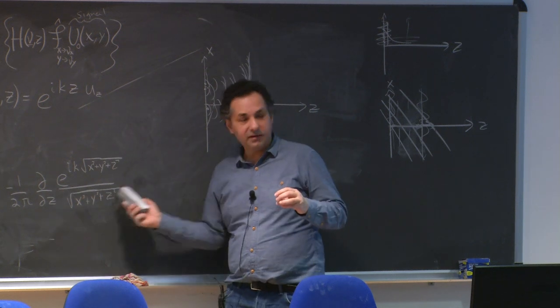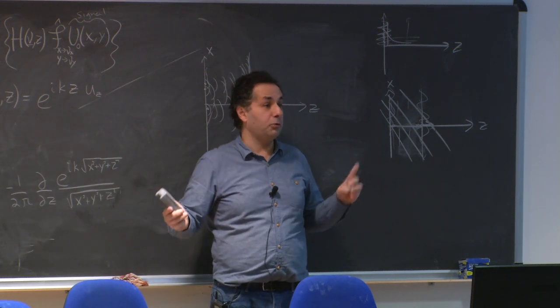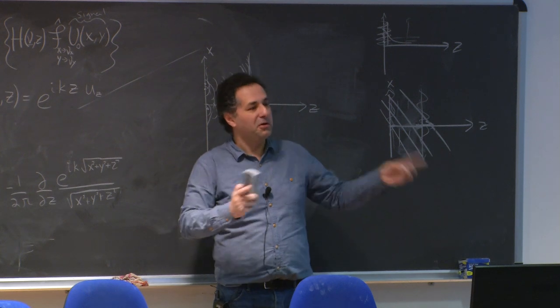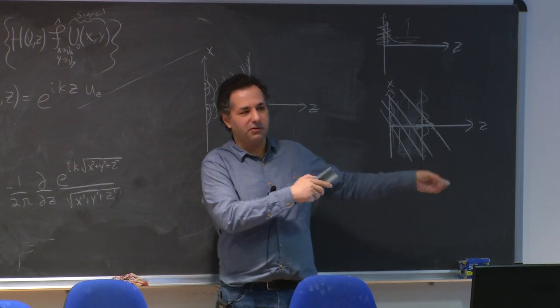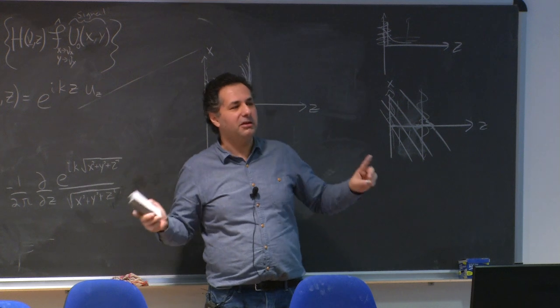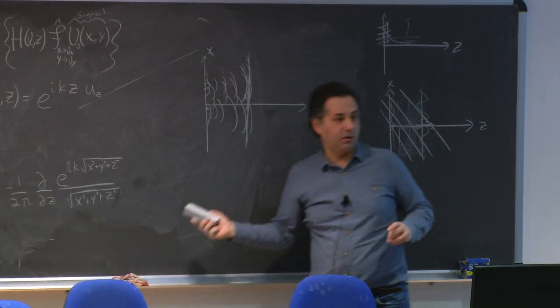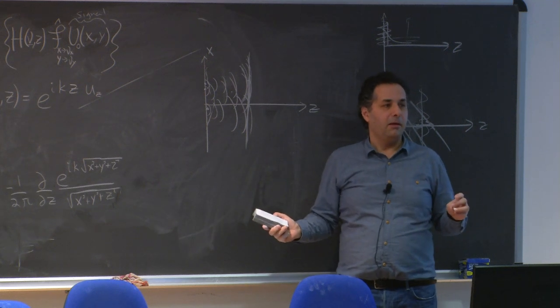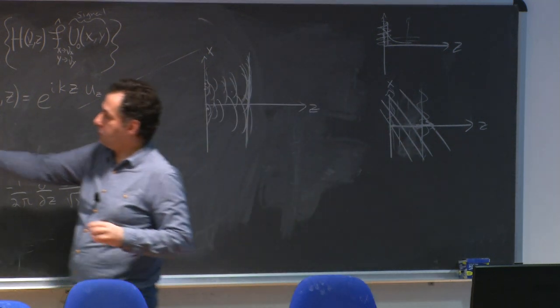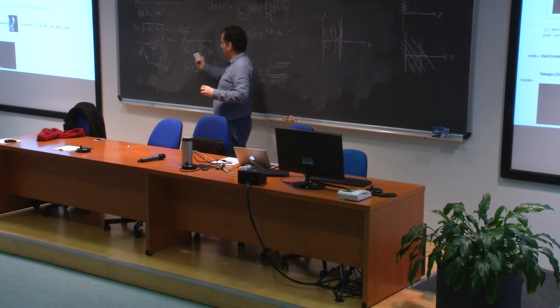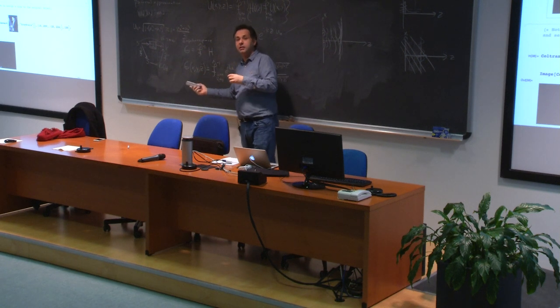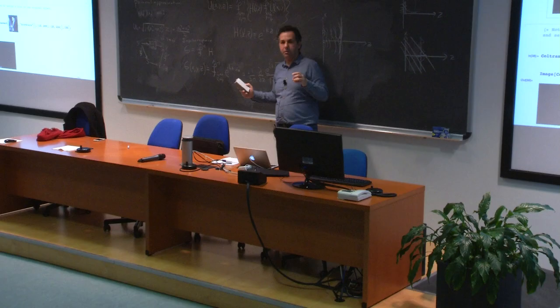If you use the exact, this is called the Rayleigh-Sommerfeld 1 formula. There are two Rayleigh-Sommerfeld formulas. The other one is sort of useless, but Rayleigh-Sommerfeld 1 is this one with this propagator, and it's exact. With the paraxial approximation, when you use this before taking this inverse Fourier transform, that's easy. And that gives you the Fresnel propagation formula.